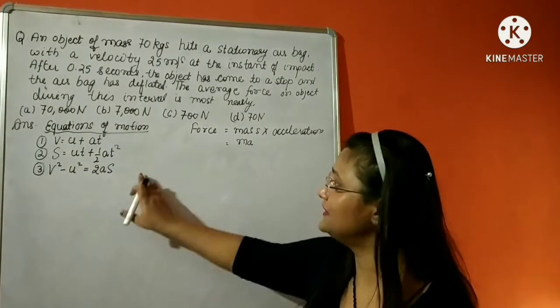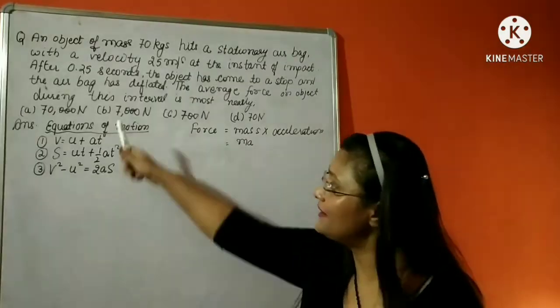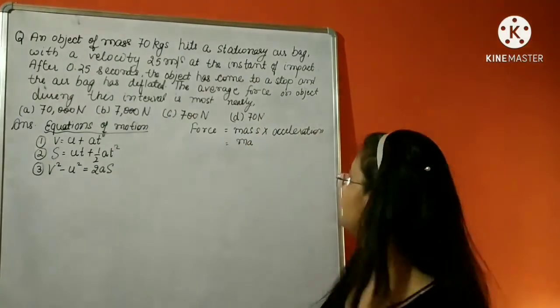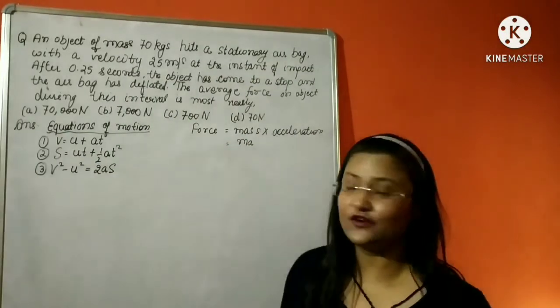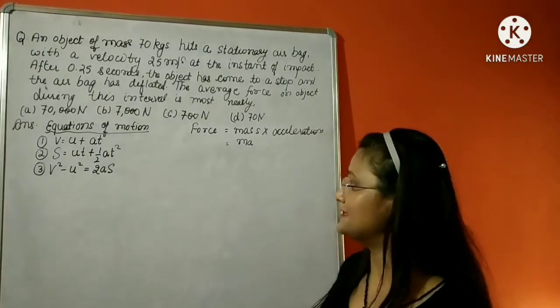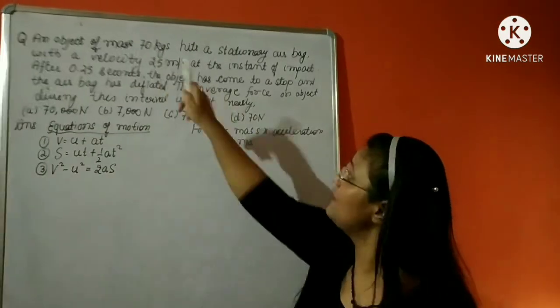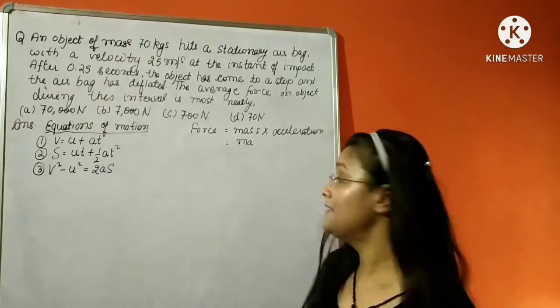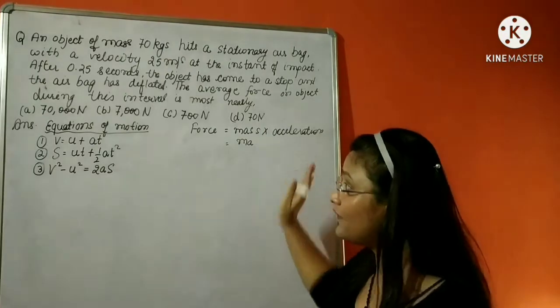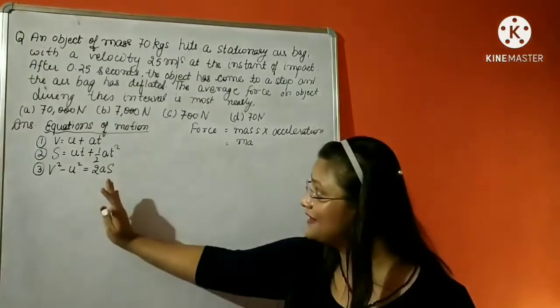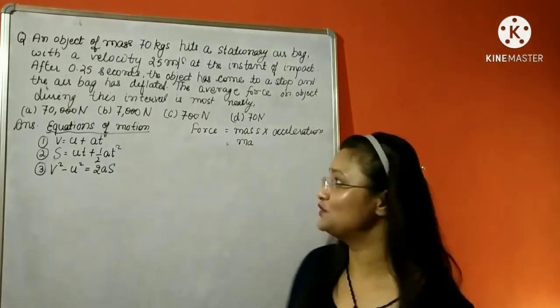So these are the three equations of motion. We need to identify which one will apply here. And this is the formula for finding average force, which is mass into acceleration. We have the mass already, 70 kilograms. But we don't know the acceleration. So for finding acceleration, we will have to use equations of motion.